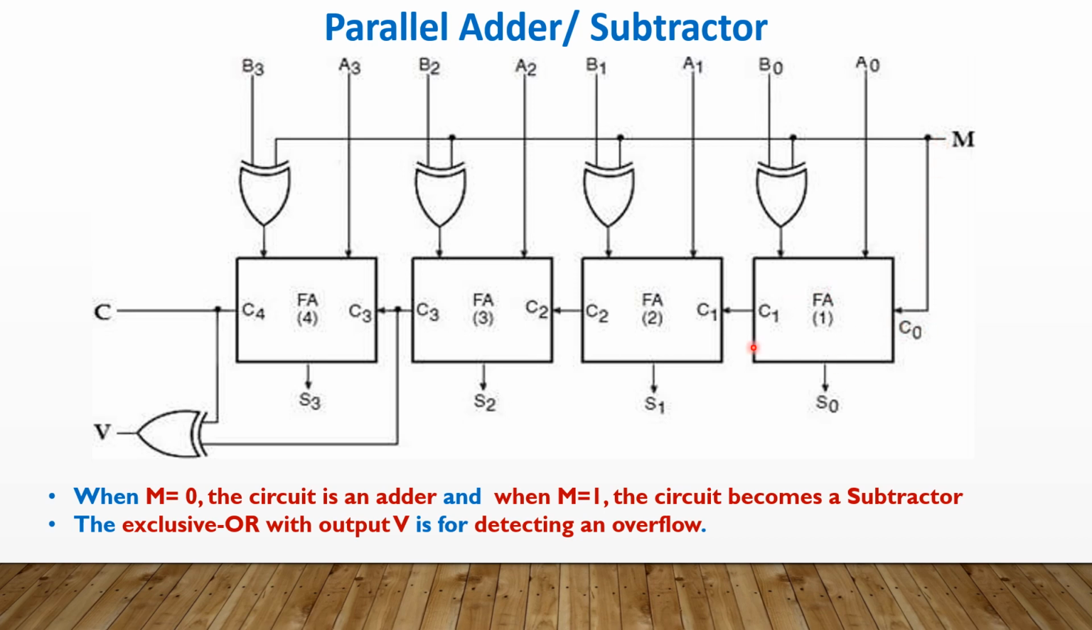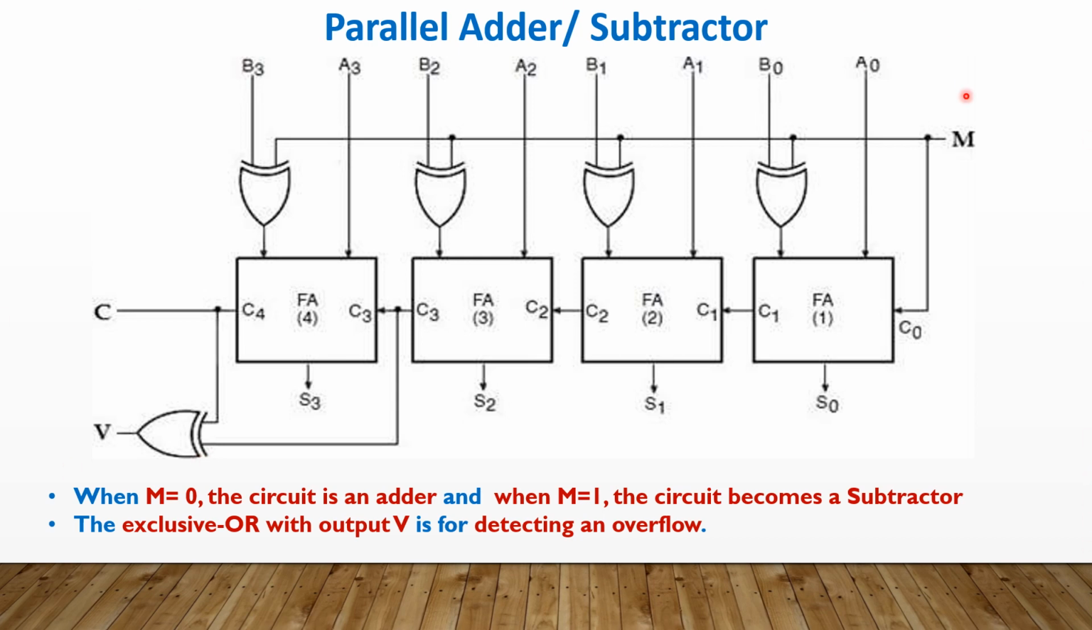Then from each full adder circuit, the output is nothing but the sum, S3, S2, S1, S0. If you look at this diagram, there is one more XOR gate connected to the carry output. That is, the final full adder output is the carry output, and C3 is the previous carry. What's the purpose of this XOR gate? Here we'll get the output V, which is just to detect an overflow. For that purpose, we use one more XOR gate here.